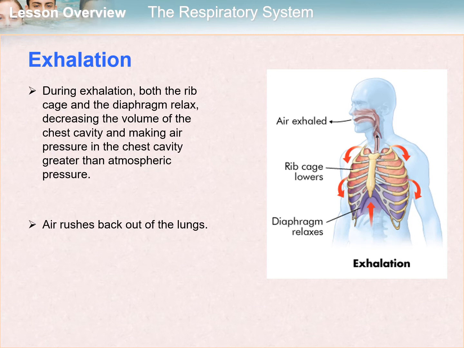During exhalation, both the rib cage and the diaphragm relax, decreasing the volume of the chest cavity and making air pressure in the chest cavity greater than atmospheric pressure. Then air rushes out of the lungs.